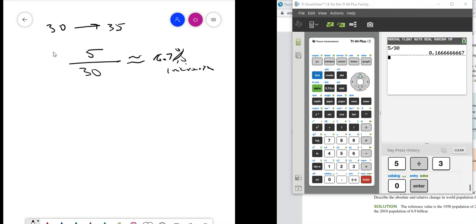Remember, the absolute increase is 5 from here to here. When you take your absolute increase or decrease and then you divide by one of the amounts, then you get percent of increase, percent of decrease, right? So I'm not going to talk about that much more.